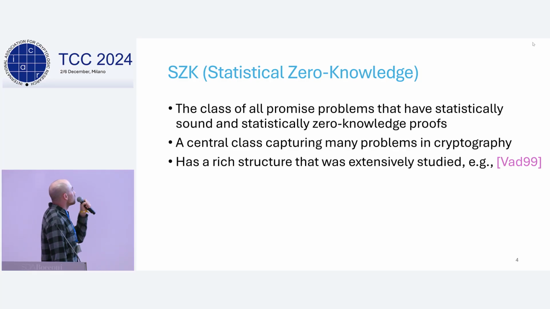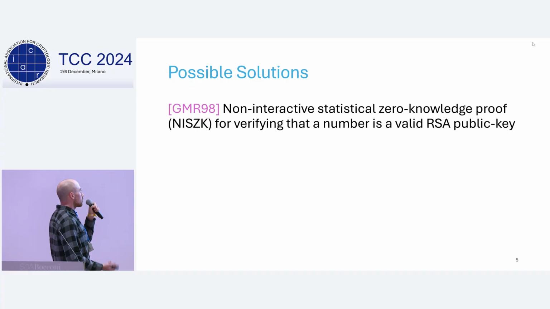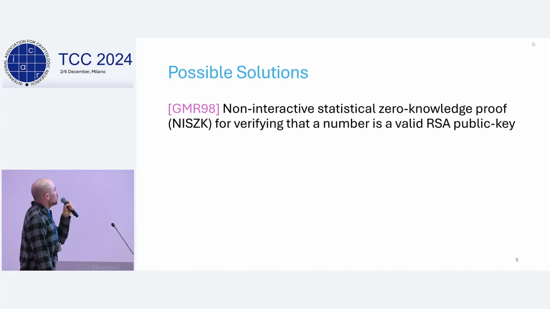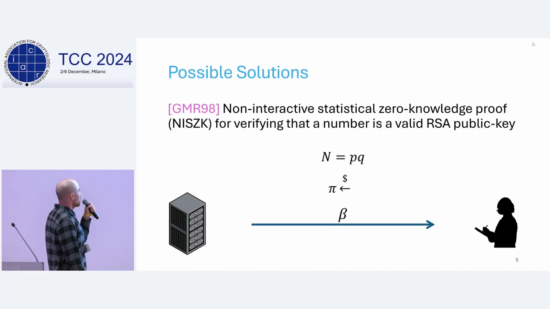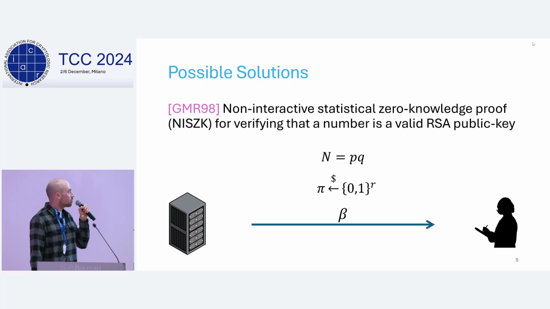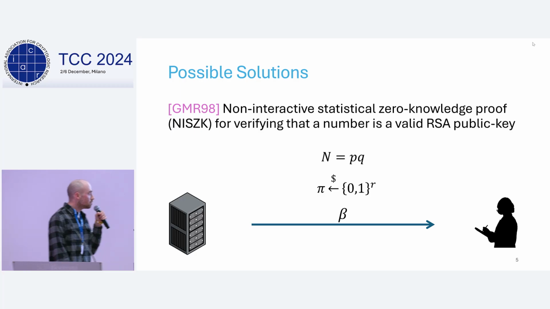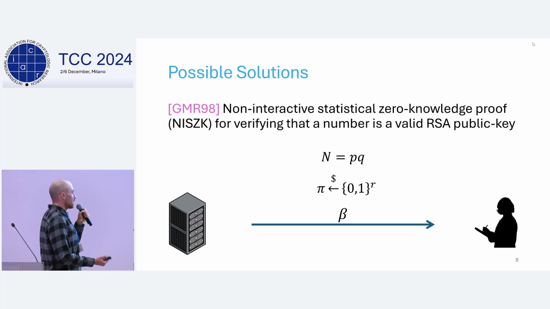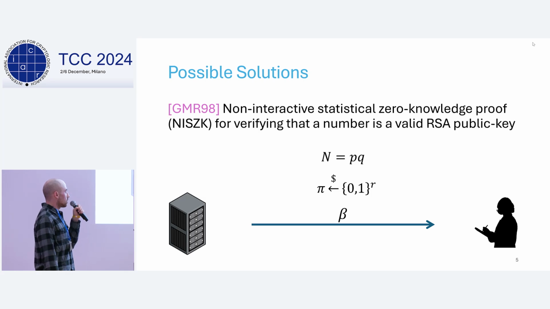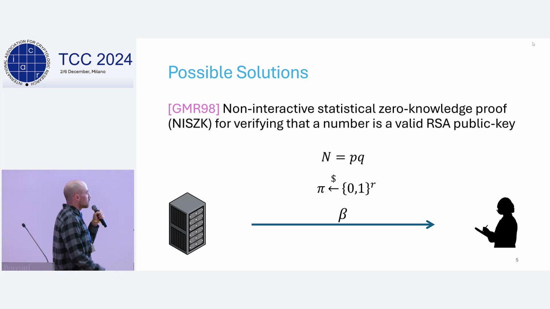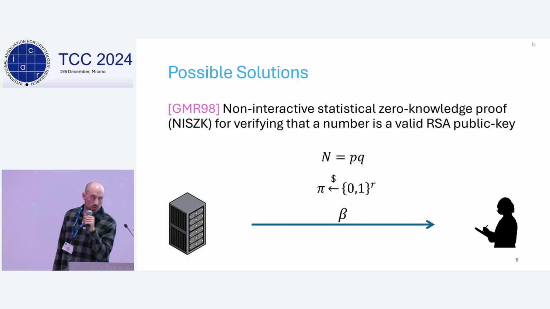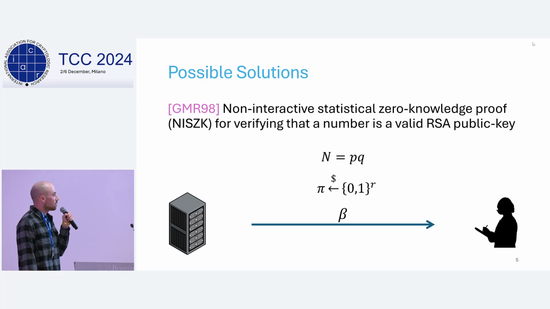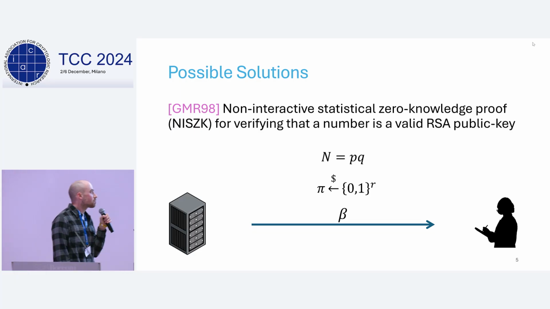Okay, so let's look at some possible solutions, trying to leverage zero knowledge proofs. Here there's another GMR, Gennaro, Micciancio, and Rabin. They presented non-interactive statistical zero knowledge proofs for verifying that a number is a valid RSA public key. The proof is non-interactive, so we have just one round. In order for this to make sense, we need to allow some access to a common random string. In our case, it will be a uniform random string. And that's usually the case when we talk about non-interactive proofs in the SZK setting.